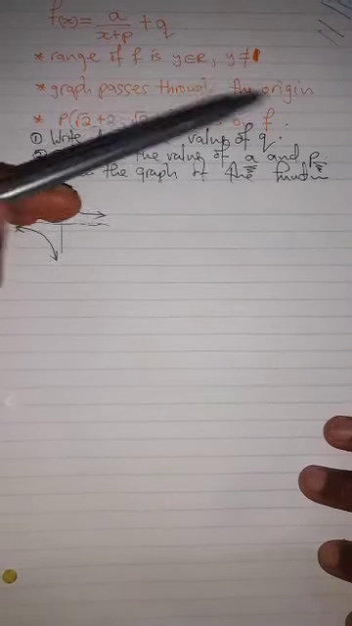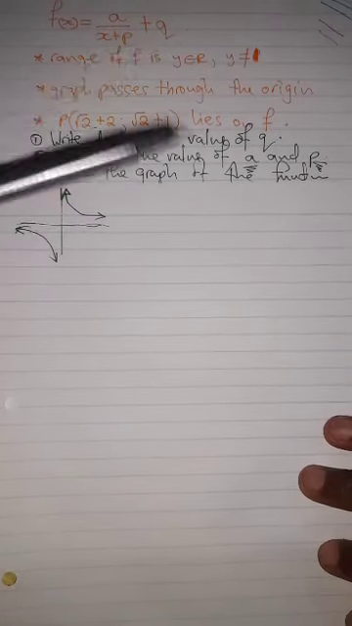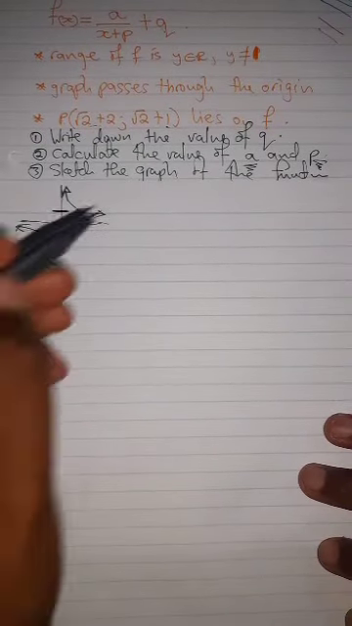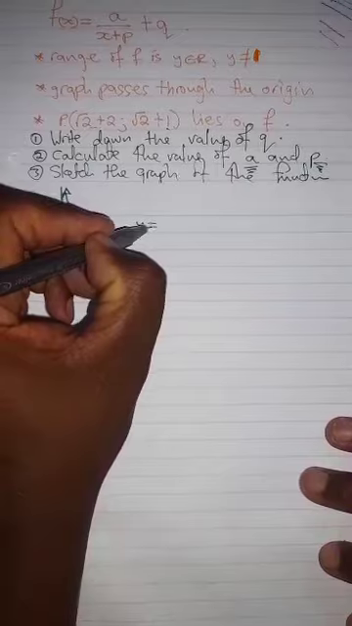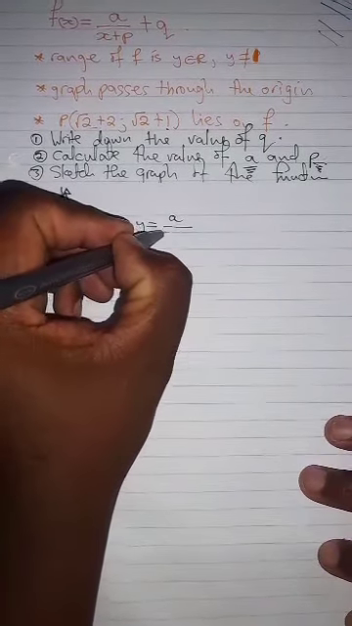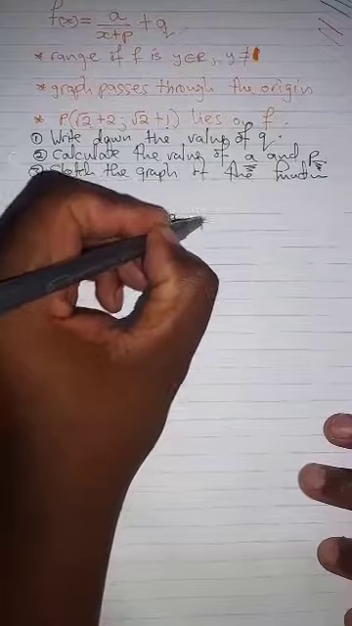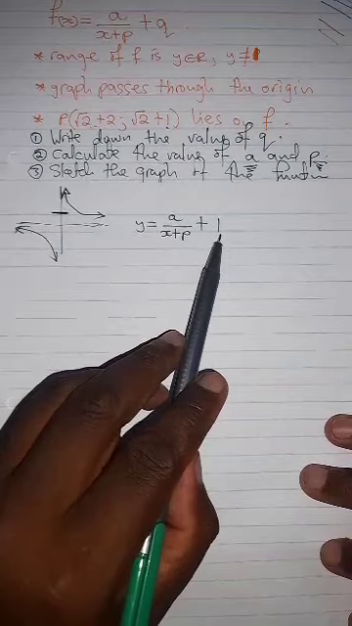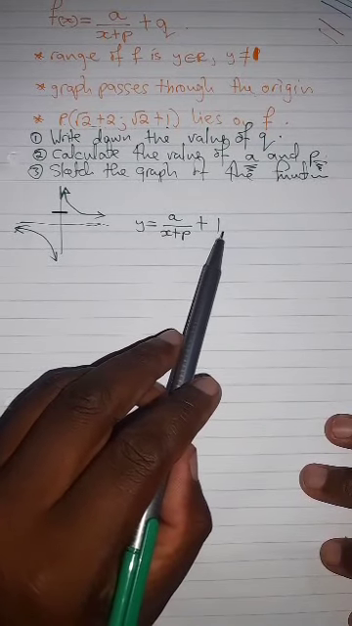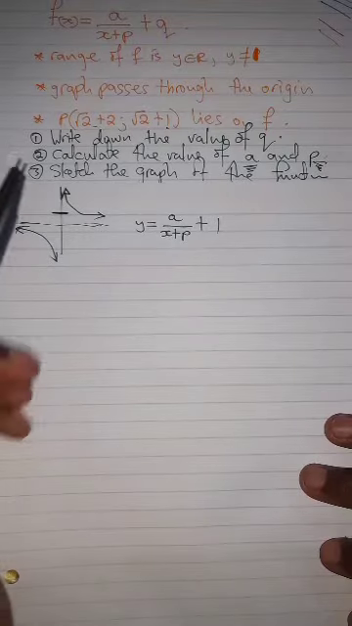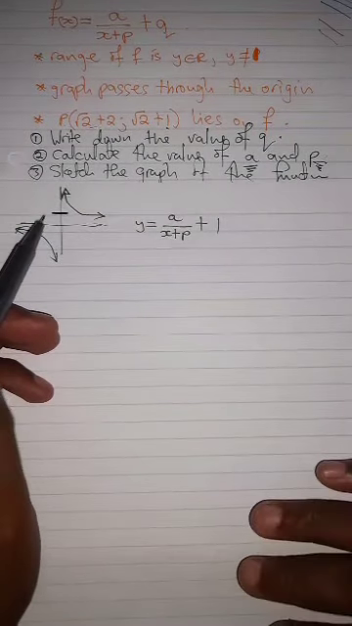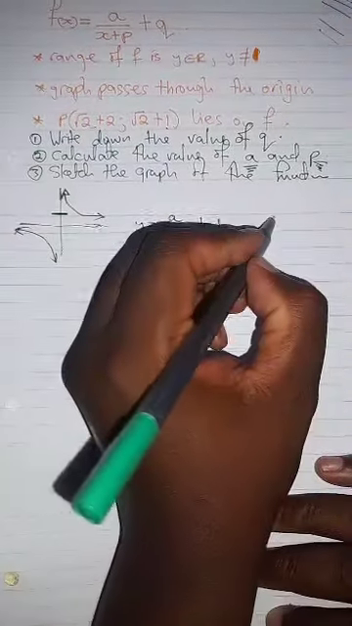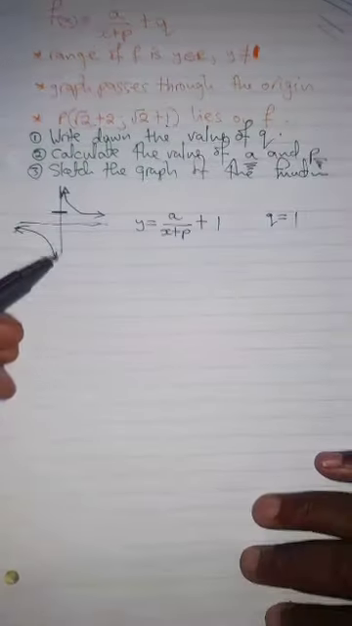Now, when it says y is not equal to 1, it's simply telling us that it has been shifted one step upwards. So it's now y is equal to a over x plus p, plus 1, right? So this is our horizontal asymptote, which tells us of the shift going one step upwards. You'll see on the diagram when we've drawn the diagram. That is the first question. So your q is equal to 1.